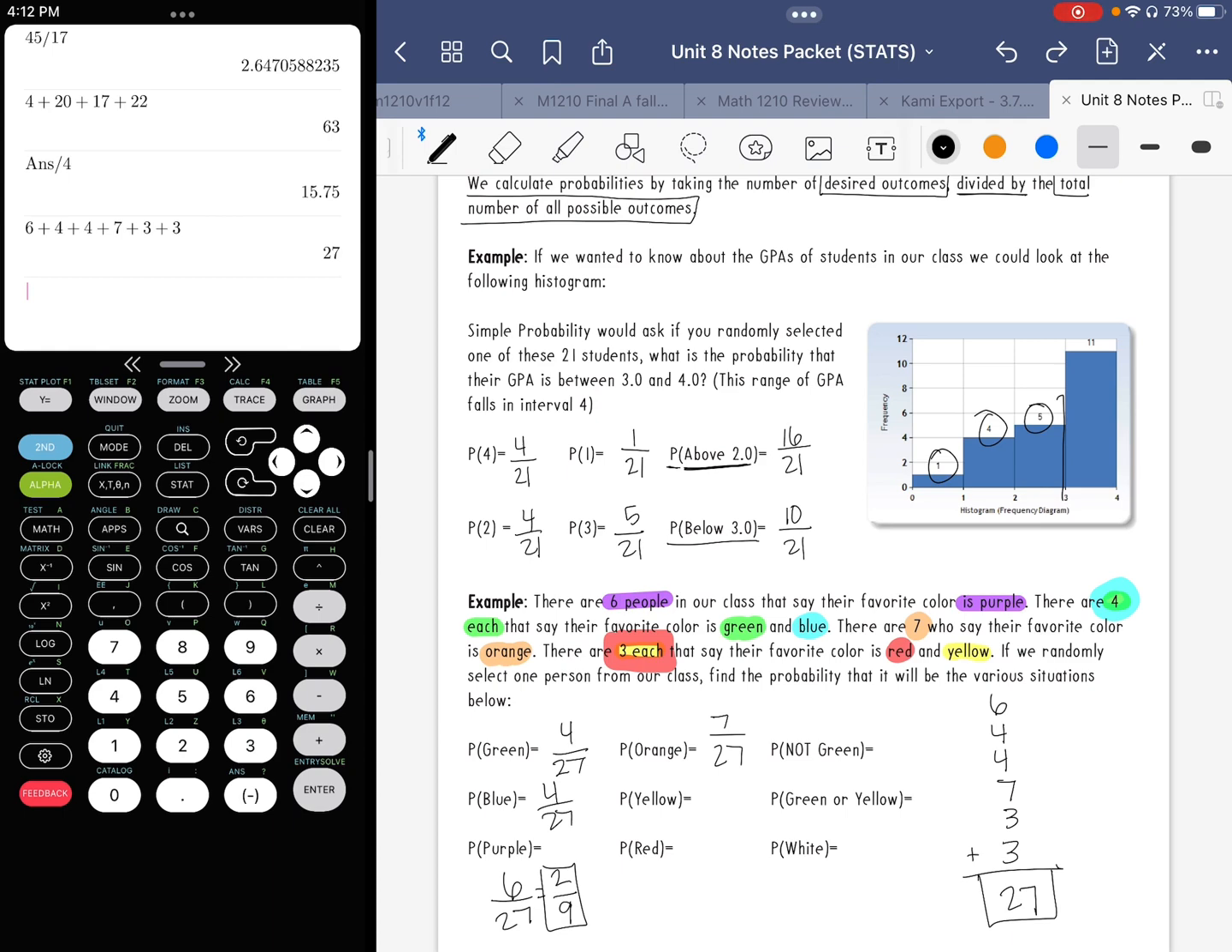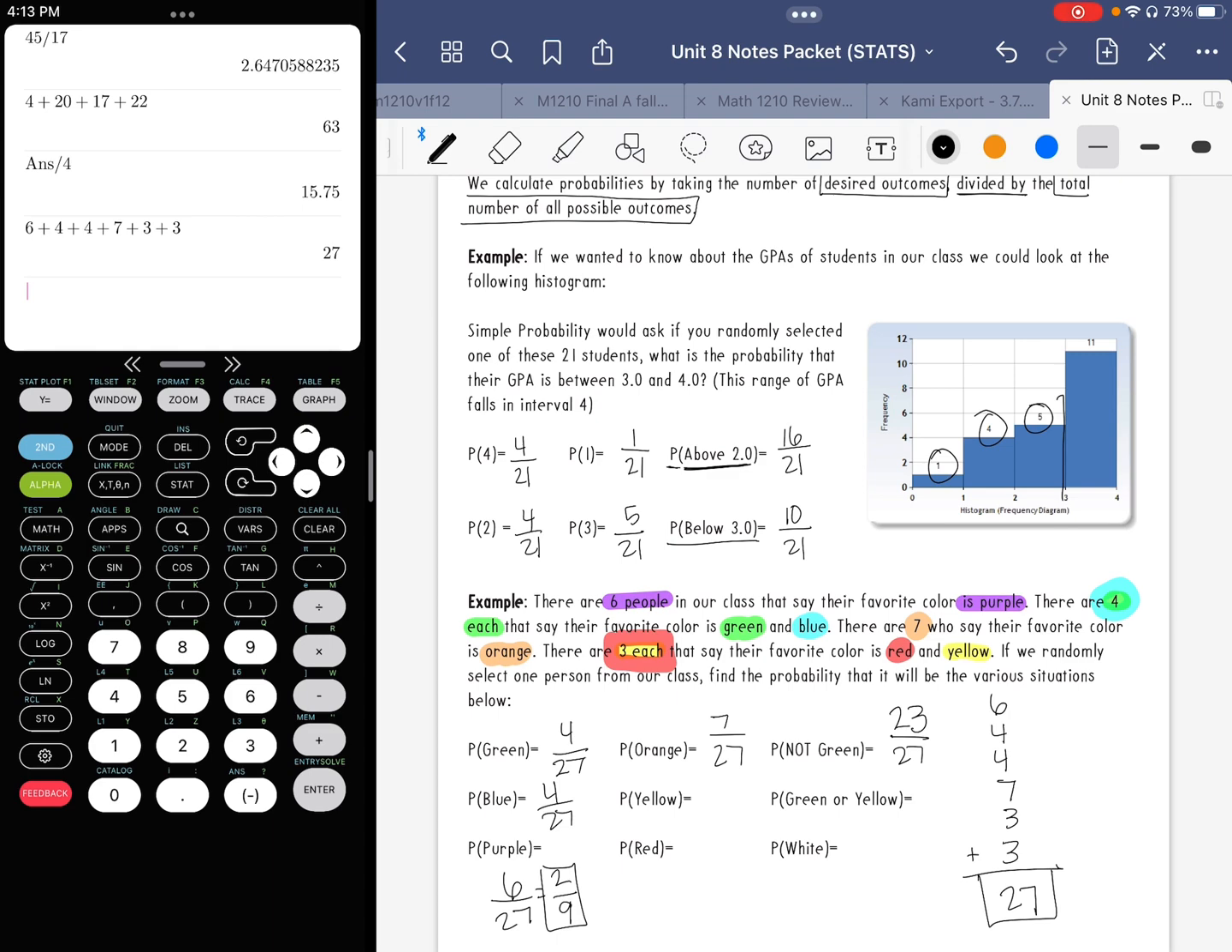Okay, we're going to skip over here to this one though. What is the probability that their favorite color is not green? Well, if their favorite color is not green, it could be any of them but the people who say their favorite color is green. So you're still going to have 27 total possibilities of people that we're asking. But if it just has to not be green, there's only 4 people that said their favorite color was green. So that means that 23 people would say their favorite color is something other than green. So for this one, we would actually say 23 over 27.